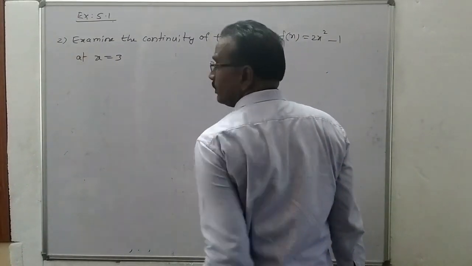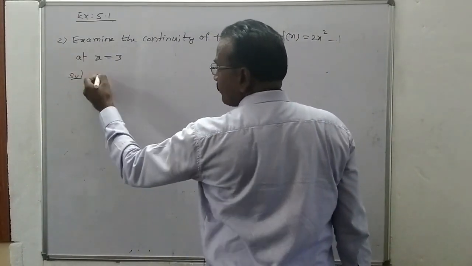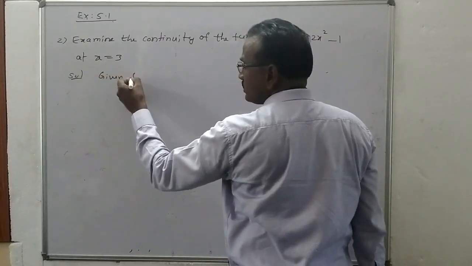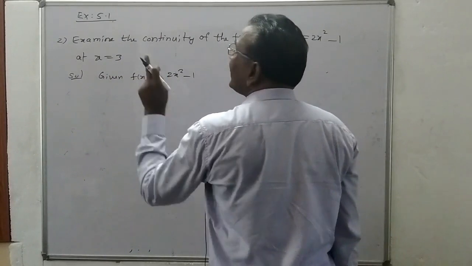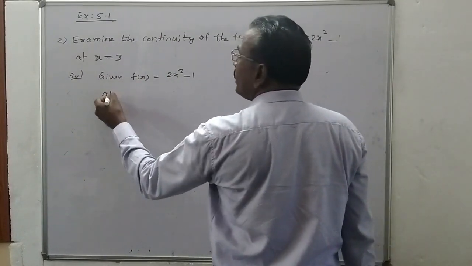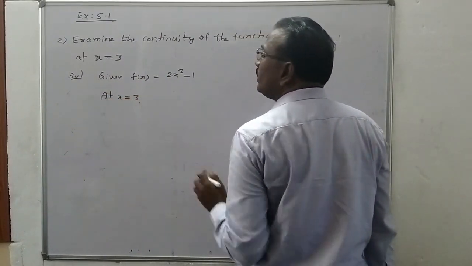At x is equal to 3. Here given f of x is equal to 2x squared minus 1. So at x is equal to 3, first we find the value of f of 3.